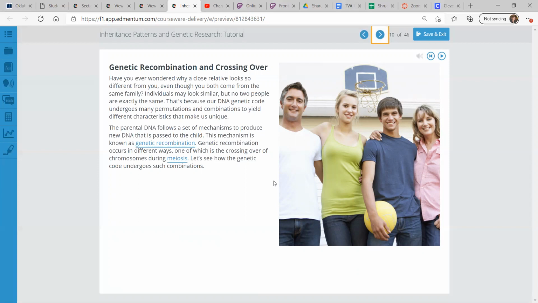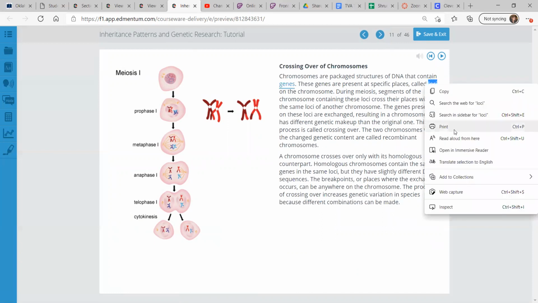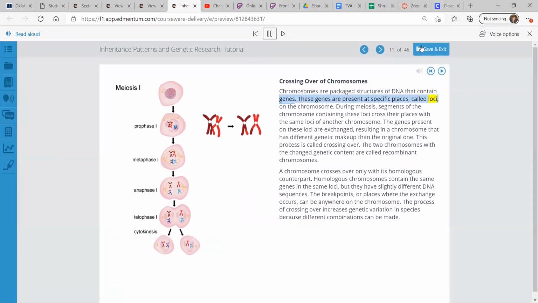Let's see how the genetic code undergoes such combinations. So here we have a graphic of meiosis: prophase, metaphase, anaphase, telophase, and cytokinesis. Chromosomes are packaged structures of DNA that contain genes. Genes are present at specific places called loci. And just to check my pronunciation. Always double check. Loci, my bad.